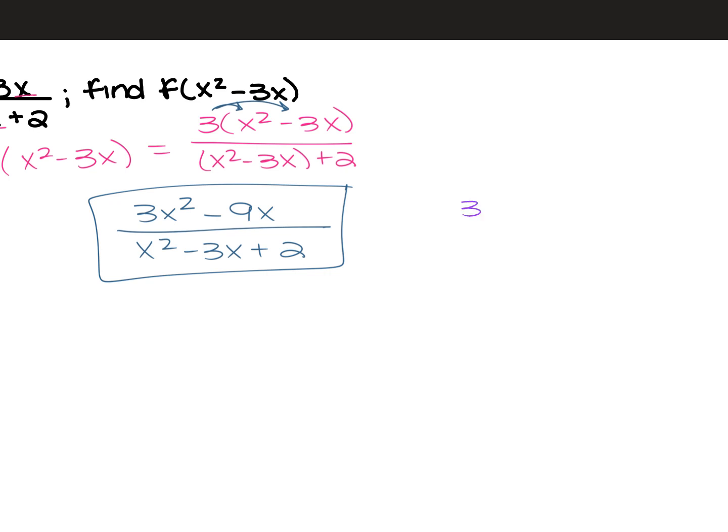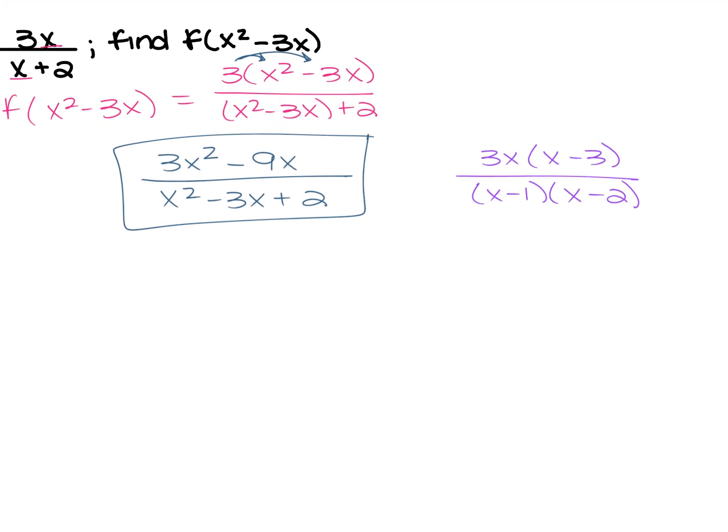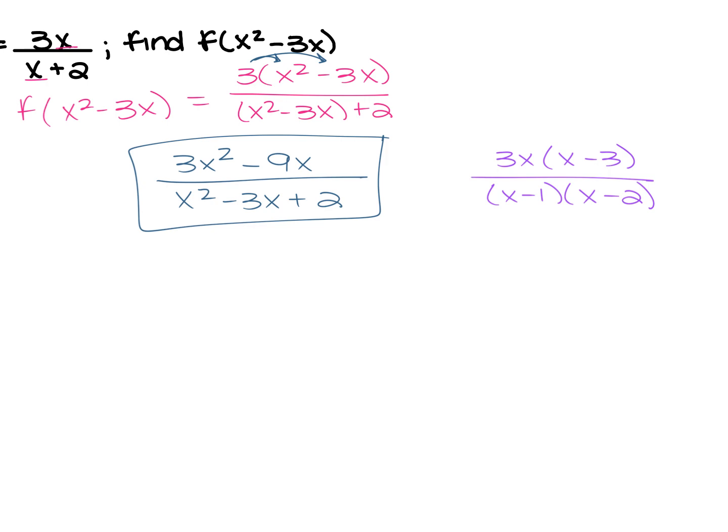So that would give you 3x times x minus 3. And then the bottom, you have factors of positive 2 that add up to be negative 3, negative 1 and negative 2. So that would just be x minus 1 times x minus 2. Simplified form, factored form would be what's in the purple. I don't want you to give that to me. I want you to give me what's in the blue that has a box around it.